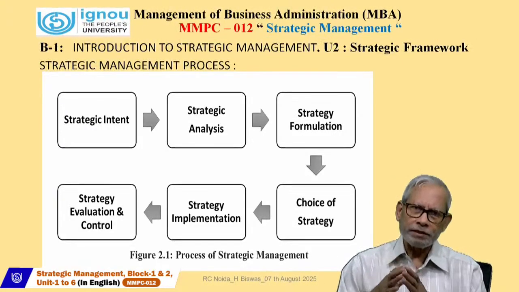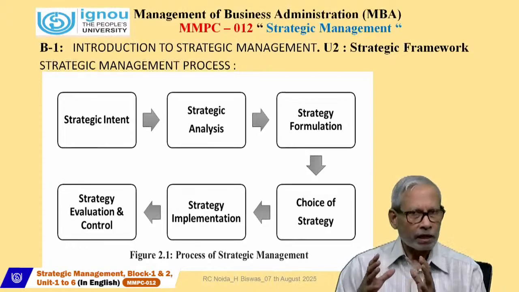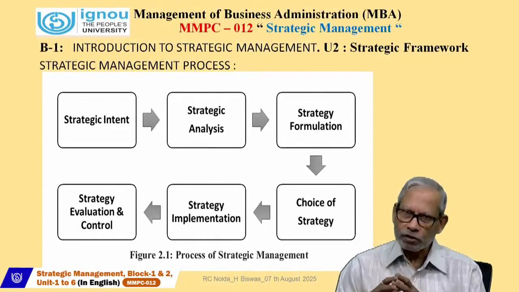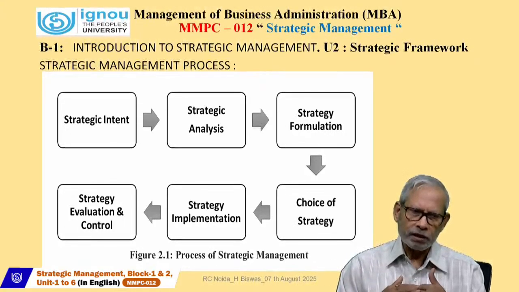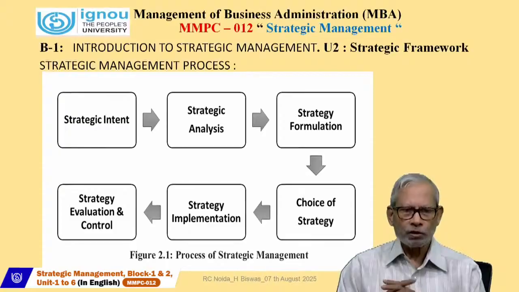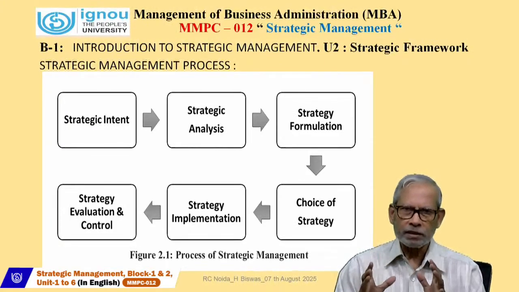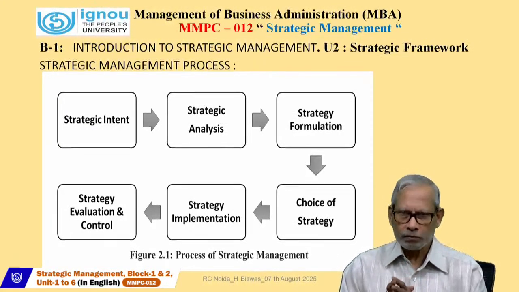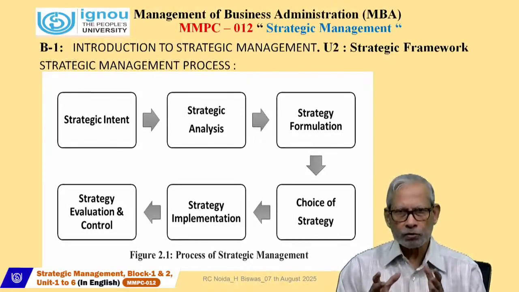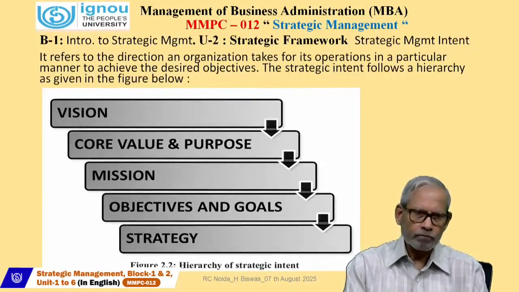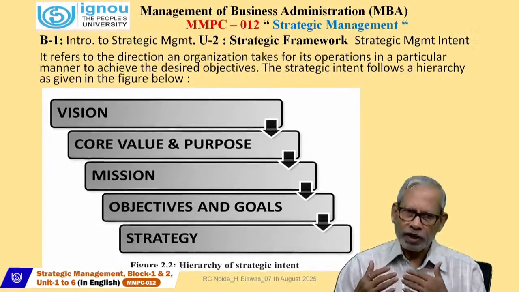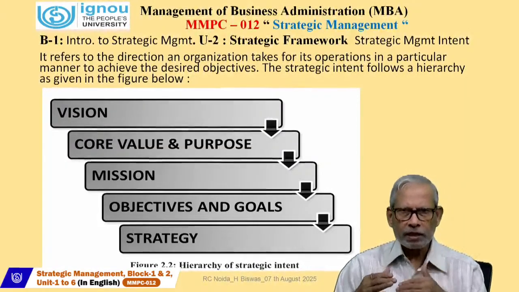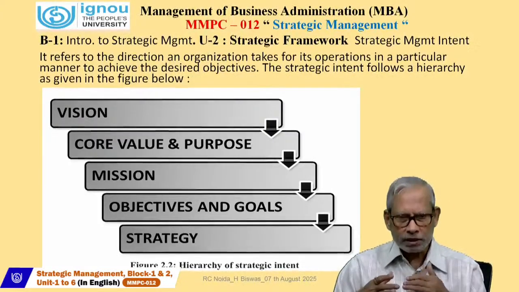So strategic intent is the first thing, then analysis, then strategy formulation, choice of the strategy, then your implementation, and finally your control and evaluation. So this is the process, you can say this is the total strategy, particularly in this course which we are learning. Then again there are the visions, objective, value of the purposes, and missions, the hierarchy of the strategic intents.